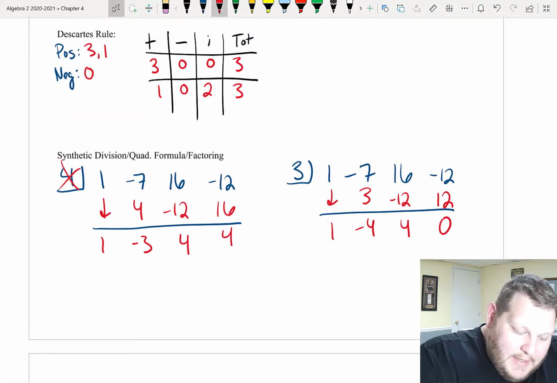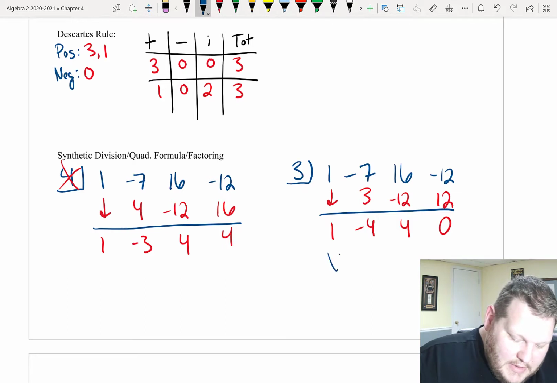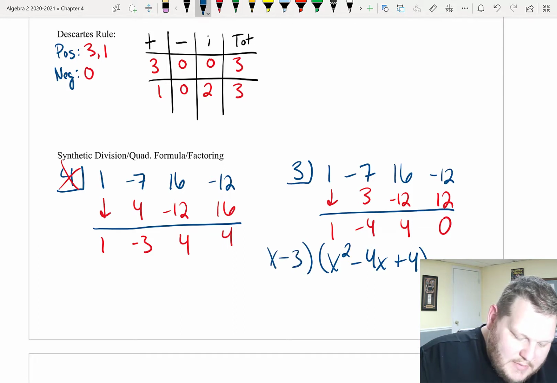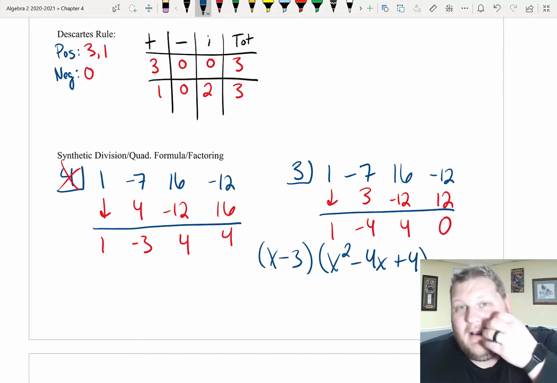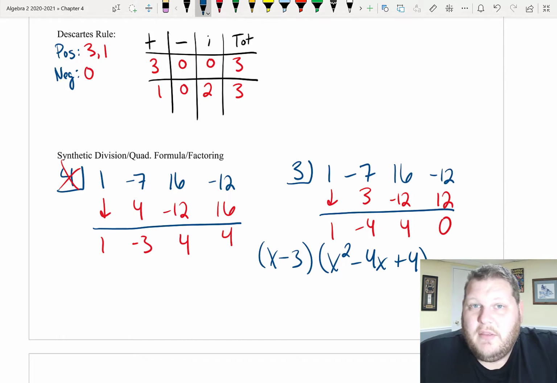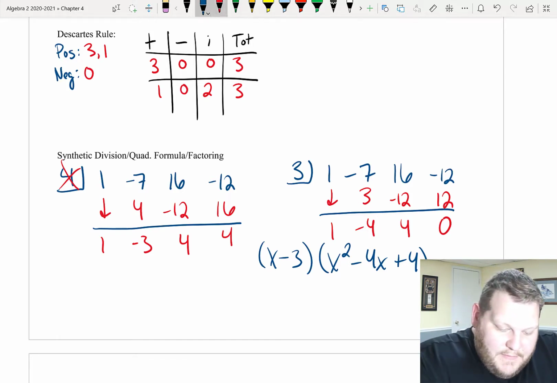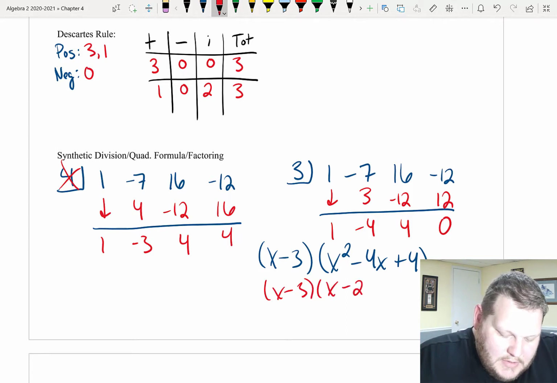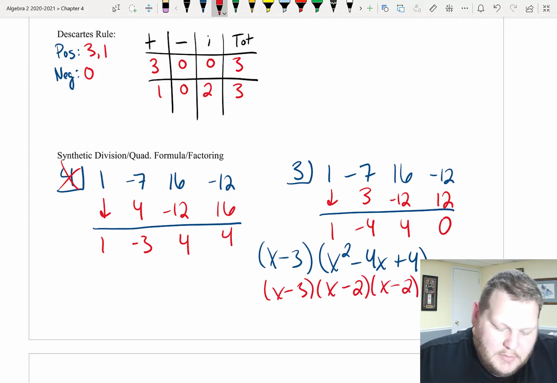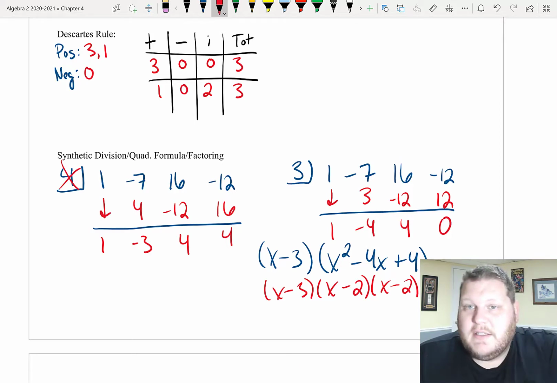What I'm left with now is x squared minus 4x plus 4, and that was times my x minus 3. So I have to factor what I was left over with further. That does factor out perfectly into x minus 2 times x minus 2. So we've got positive 2 as a solution twice.